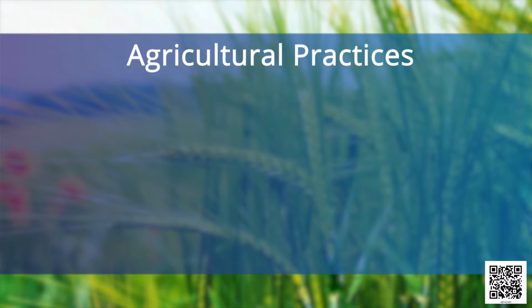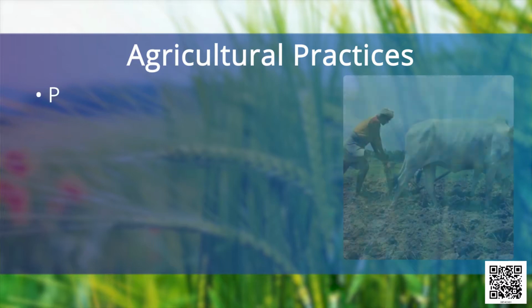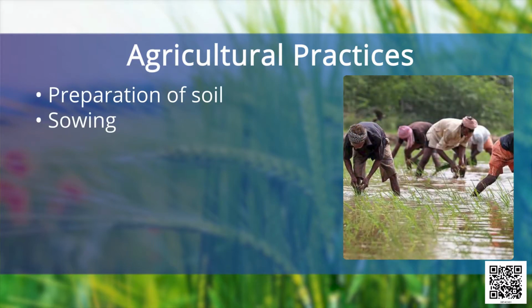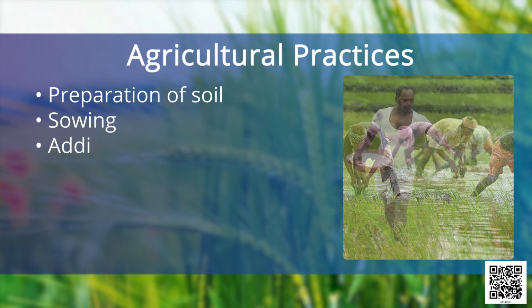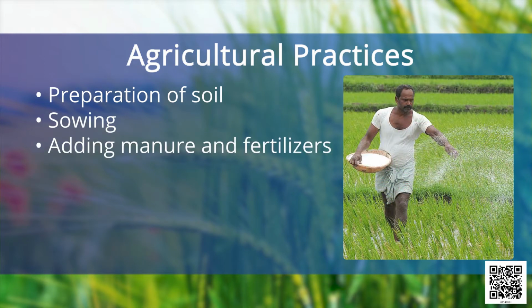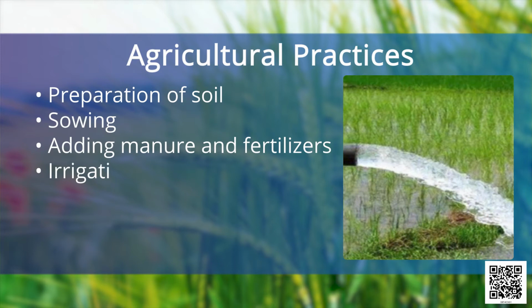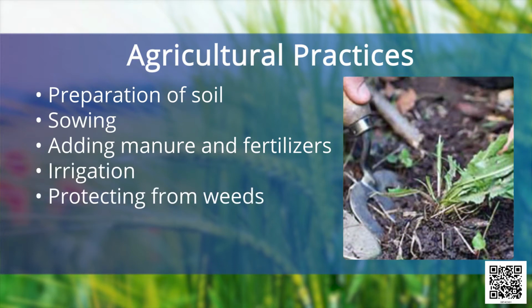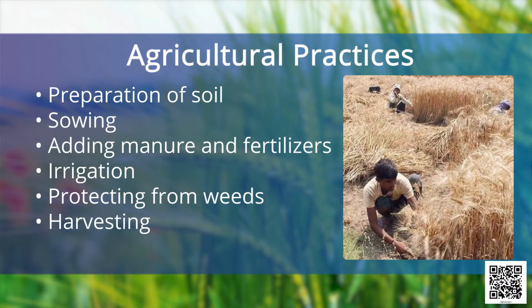Agricultural practices involve the following activities. Number 1, preparation of soil. Number 2, sowing. Number 3, adding manure and fertilizers. Number 4, irrigation. Number 5, protecting from weeds. Number 6, harvesting. Number 7, storage.